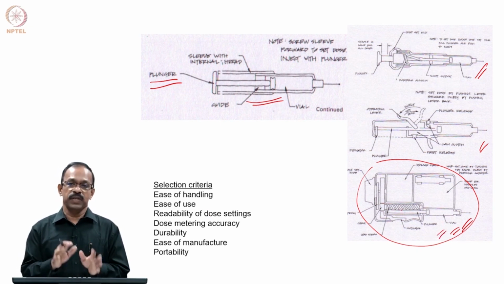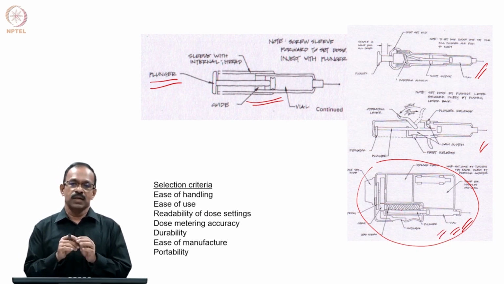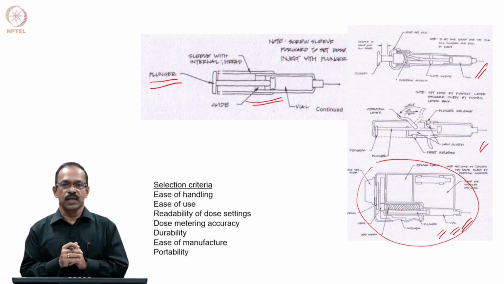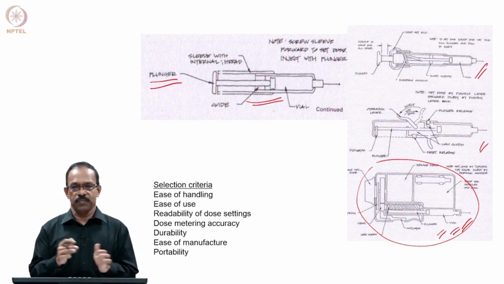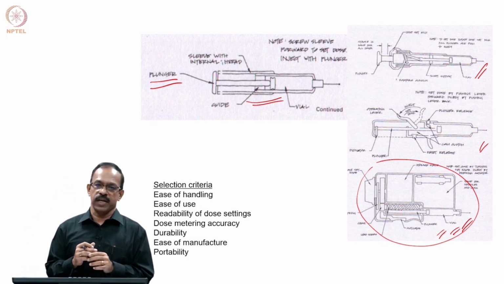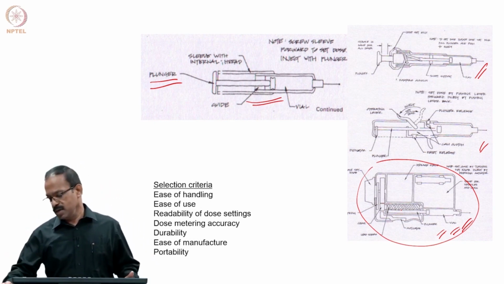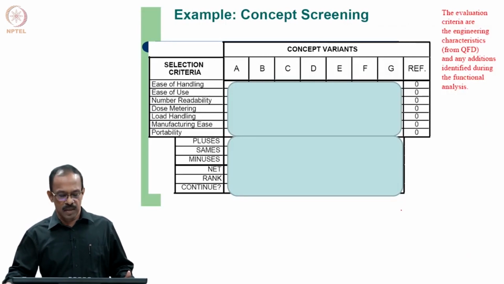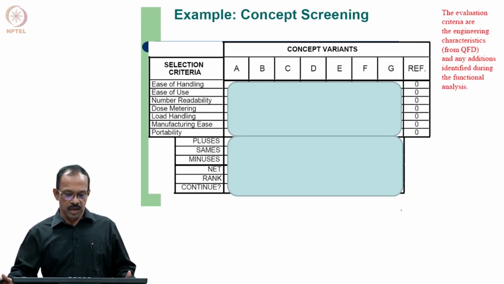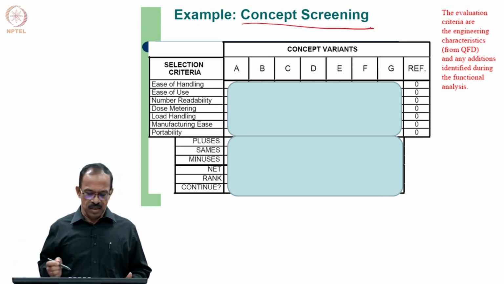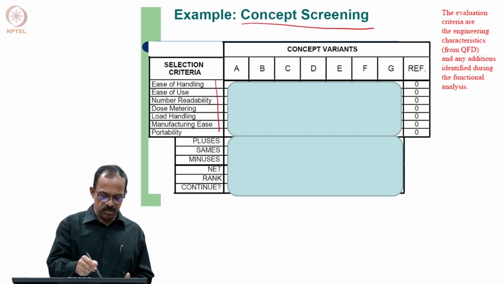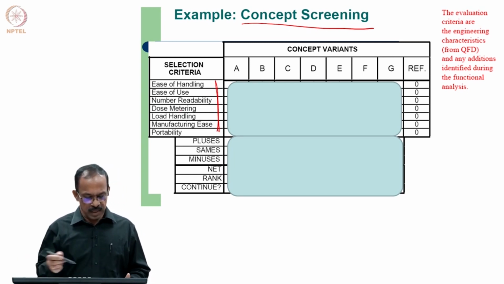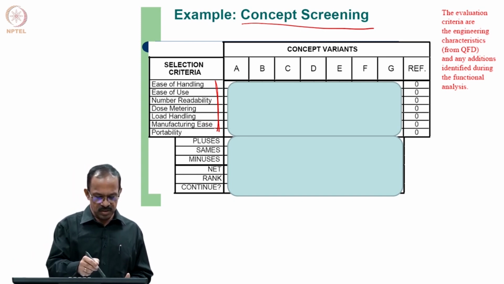They want a very objective and very systematic way of selecting the top concept. So, the first stage is the concept screening. They want to bring it down to a smaller number and then do the second stage of scoring. Now, if they go for the Pugh selection method, the concept screening can be done based on that, and you have these criteria here: ease of handling, ease of use, readability, dose metering, durability, manufacturing ease, and portability.